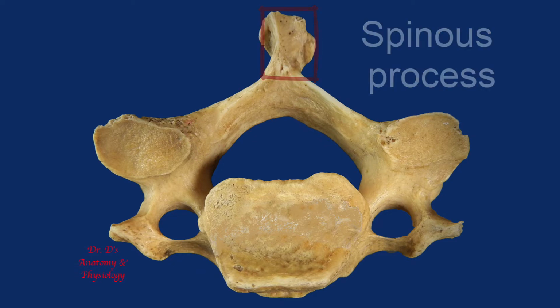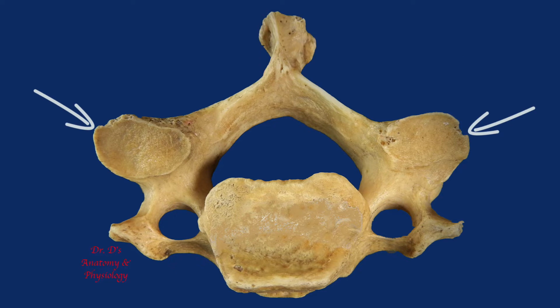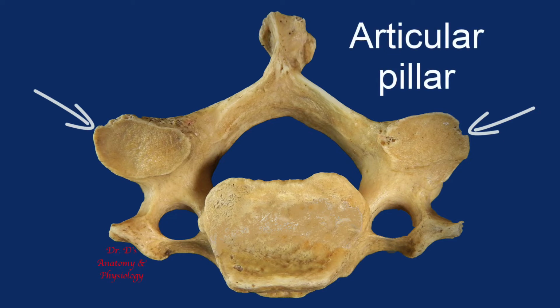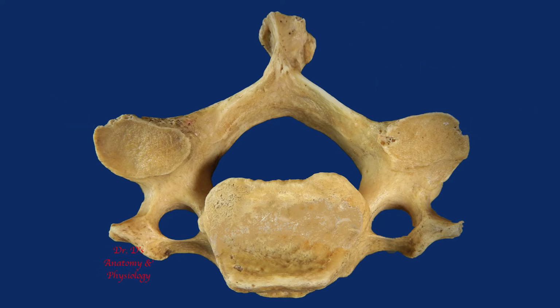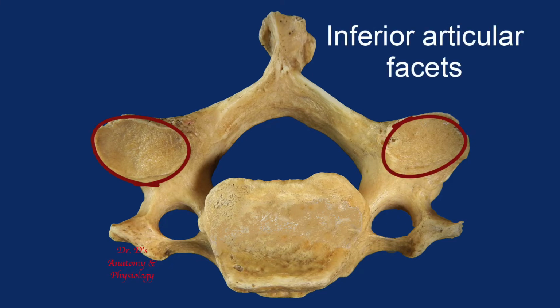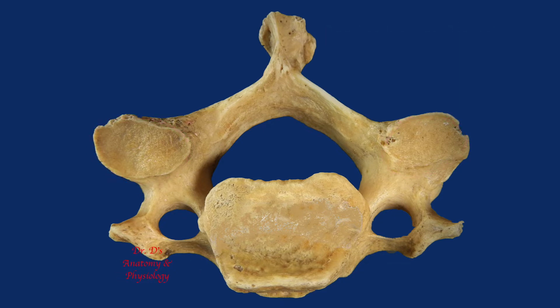The superior and inferior articular processes in the cervical vertebrae are stubby and somewhat compressed, to the point that they come together in what is referred to as the articular pillar. And on the articular pillar we're going to find the superior and inferior articular facets. In this case we're looking at the inferior articular facet because this is an inferior view.